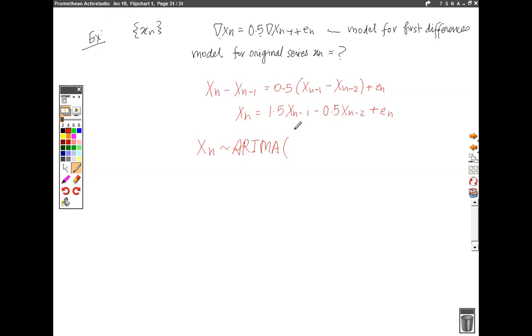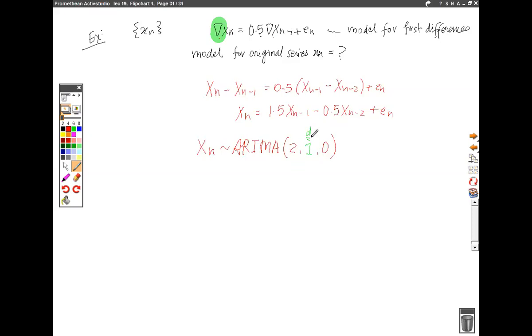So first we have p, and if you see there is minus 1 and minus 2 here, so there is dependency on the two lags. And now comes the important part. The number of times you have put nabla there will be the value for d that you have here. So d will be equal to 1. And for MA, we don't have any lagged terms of e, so we only have 0 here. So if I were to write what model my xn follows, it will be ARIMA(2,1,0).